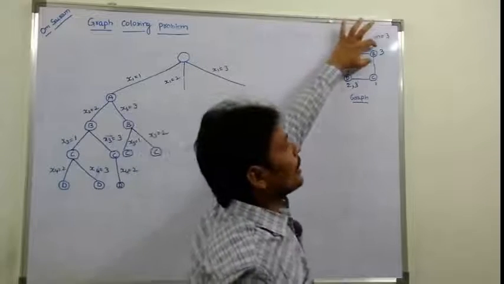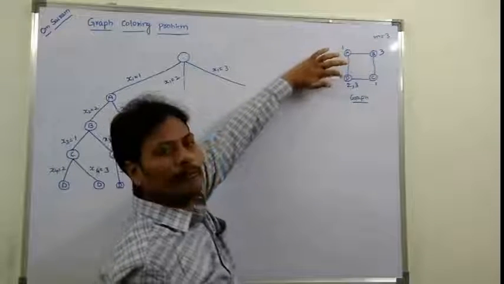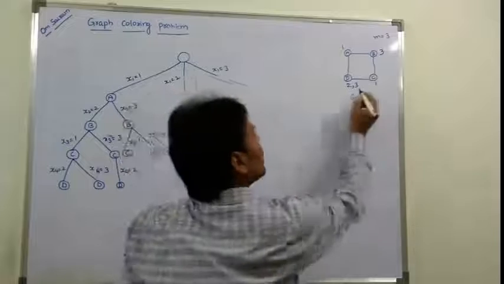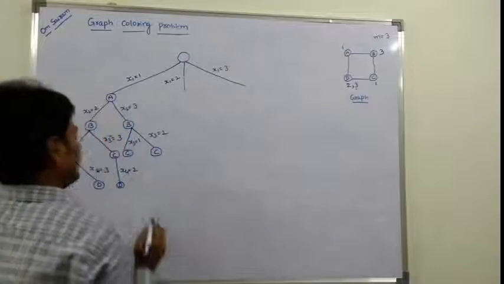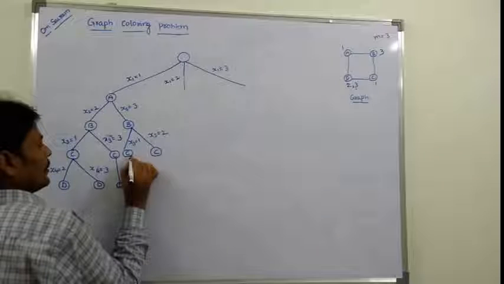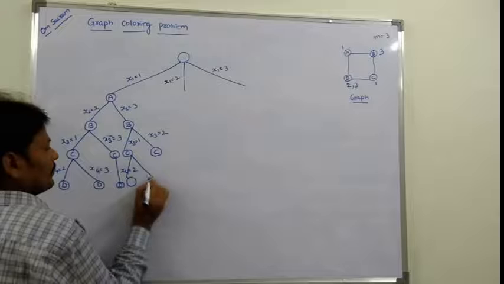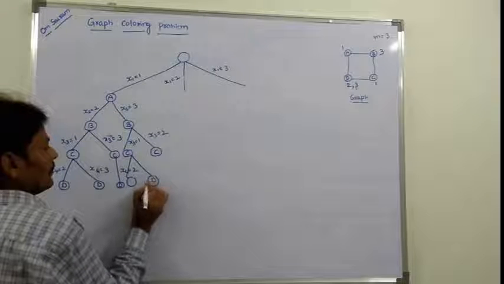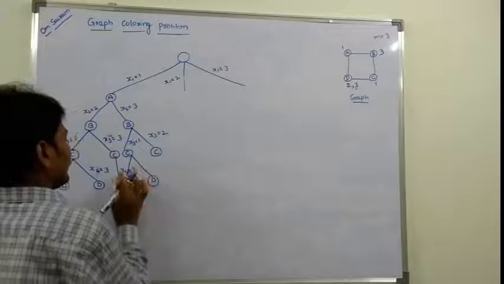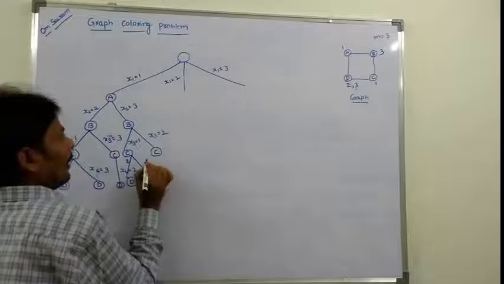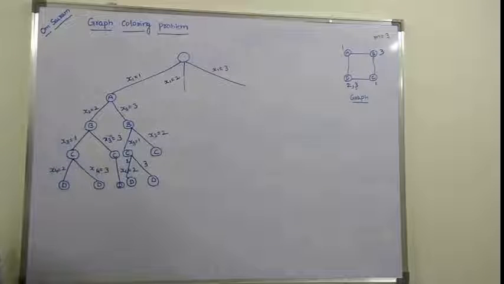What is the color we are using for vertex B? The same color can be used for vertex C. So the third color may also be used for vertex D. So then, what is the color we are using? Either the second color or the third color may be used for vertex D.